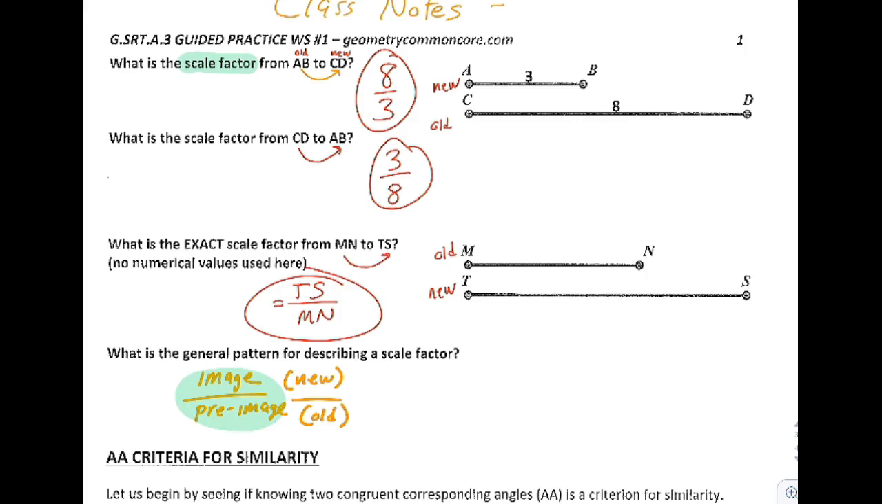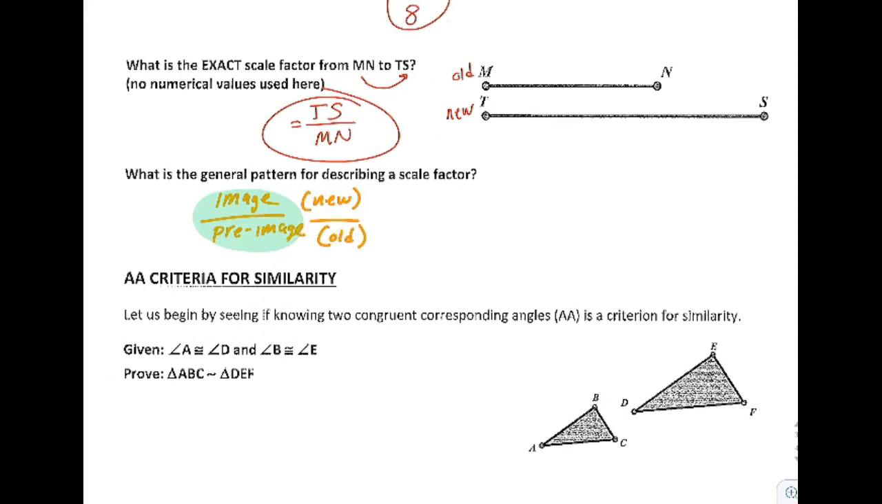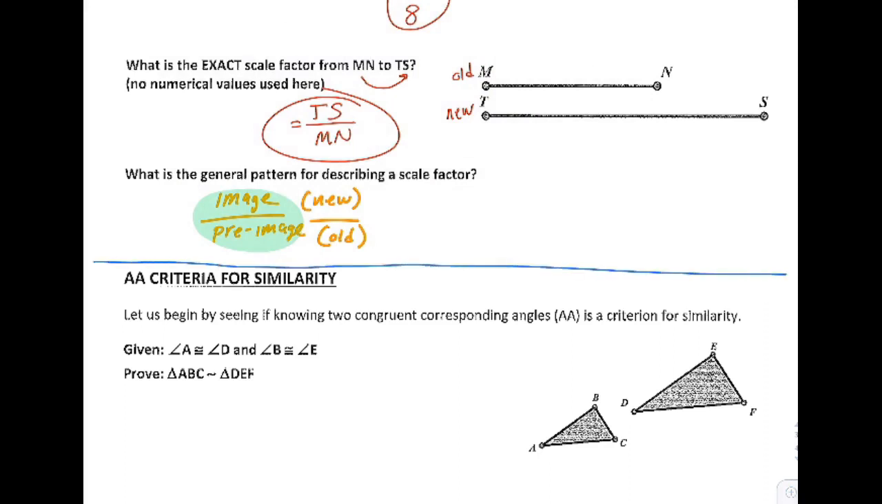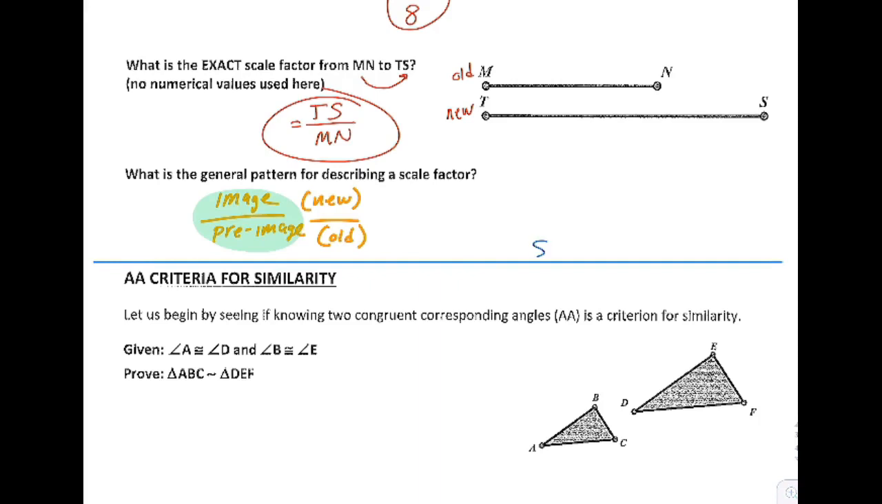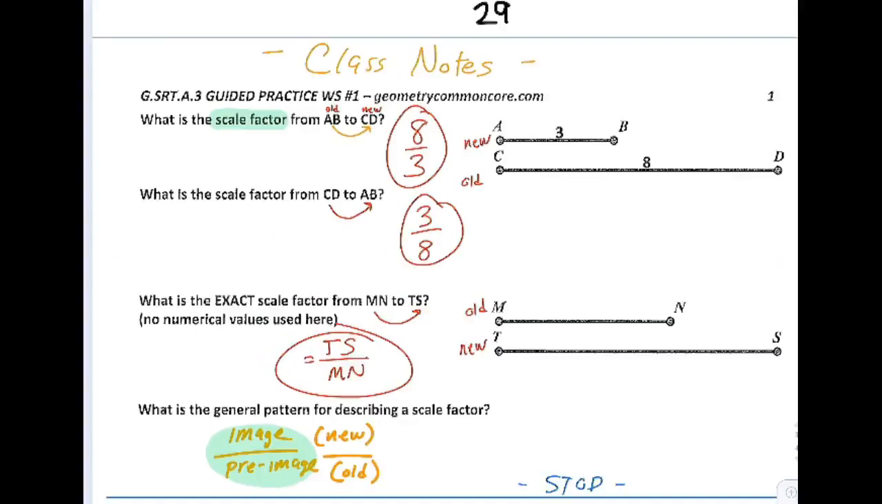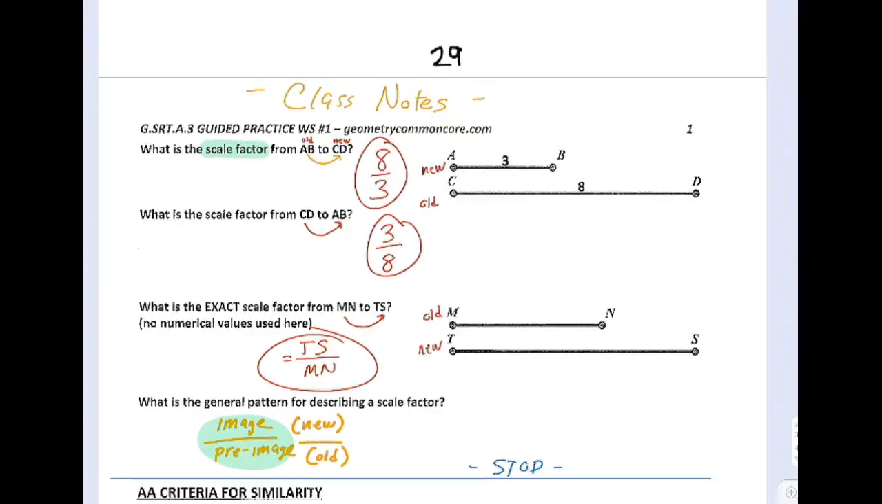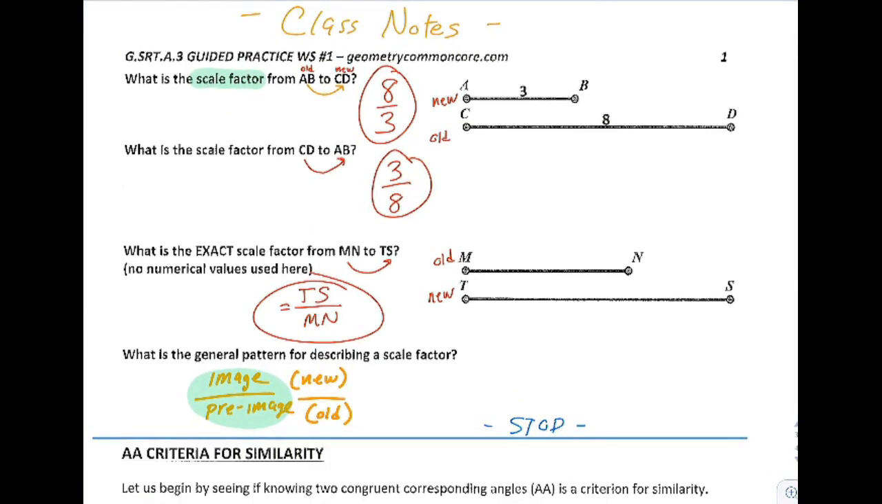Image over pre-image. Now I'm actually going to stop right there. This is the beginning sort of similarity proofs, which we're going to come back to several days away. So we're going to stop right here. We're going to start a newer topic tomorrow, but I wanted to cover scale factor right there. And have 28, 29, and up to right here on 30 done for tomorrow.